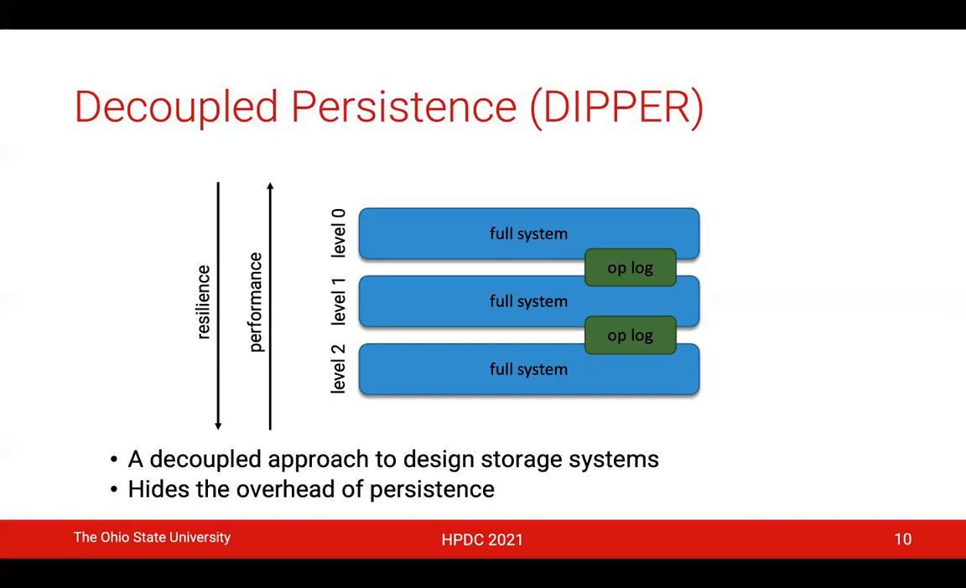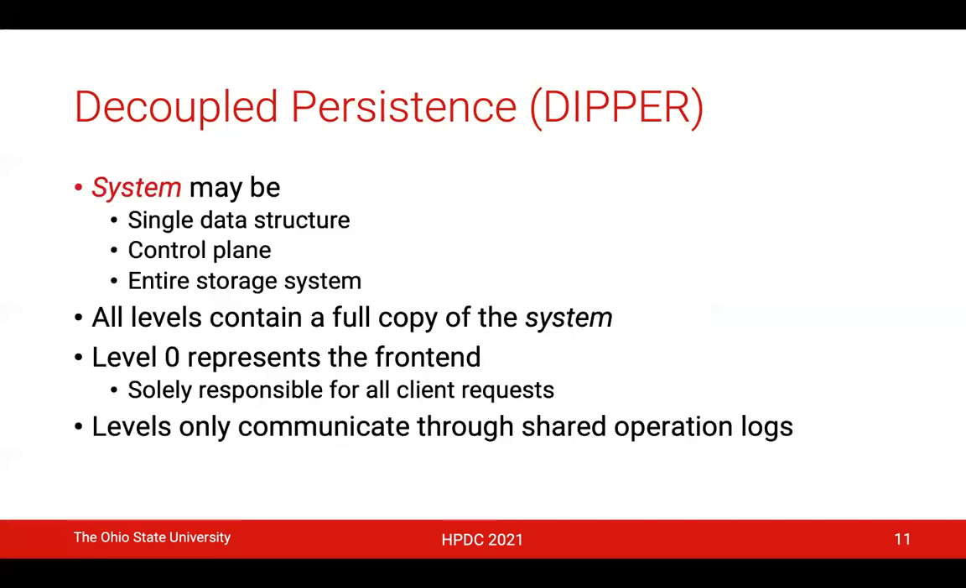The primary difference between Dipper and prior decoupled approaches is twofold. First, each level contains a full copy of the system, so there is no caching. And second, levels only communicate through shared operation logs. The word system I use here can be either a single data structure, or the control plane of a storage system, or the entire storage system itself.